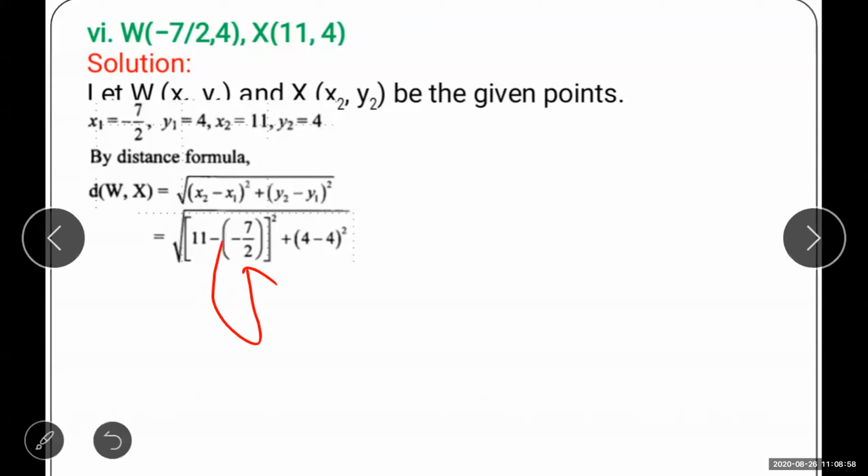What did it become? Plus, correct? So (11 plus 7 upon 2) whole square. (11 plus 7 upon 2) whole square. Is it clear? And we know that 4 plus 4 minus 4 is 0, so we will not take that number. Now how are you going to solve this?